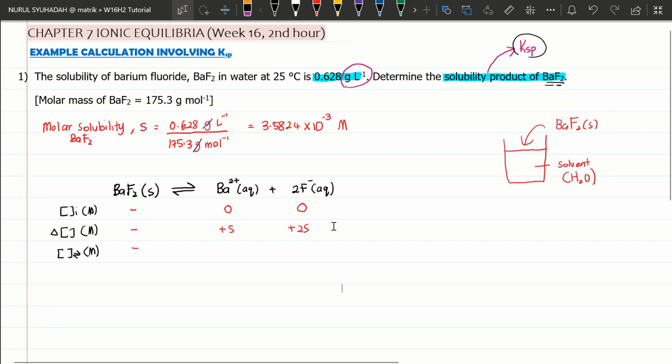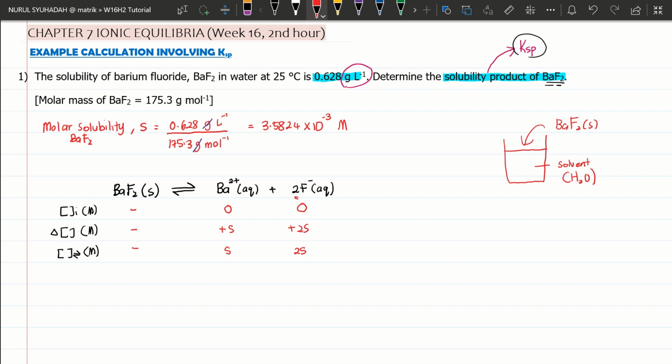Tapi dalam ice table yang dibenarkan hanyalah kita akan tulis terms dalam nilai S. Kita tak akan masukkan apa-apa nilai selain daripada initial sahaja. Okay, so dekat equilibrium, value dia akan jadi S dengan 2S. 2S kenapa? Sebab sini ada 2. Okay, so here we have our ice table. So berbalik kepada soalan, kita nak cari apa tadi?